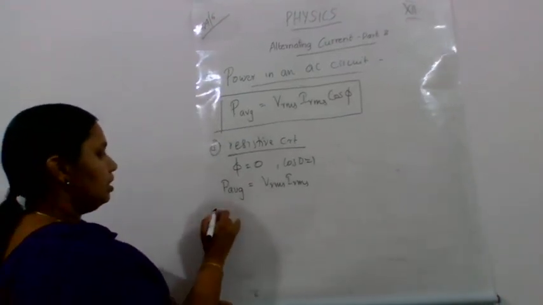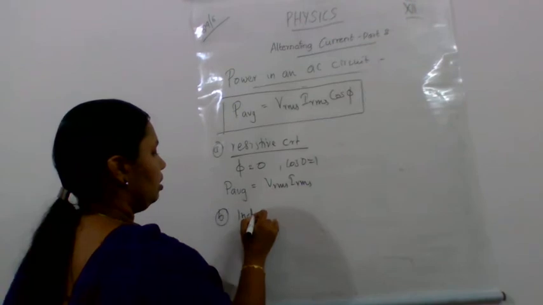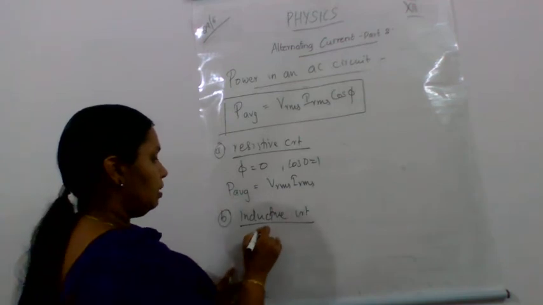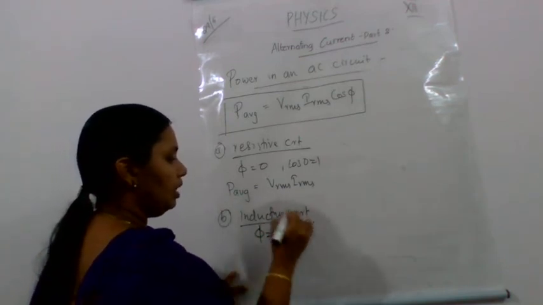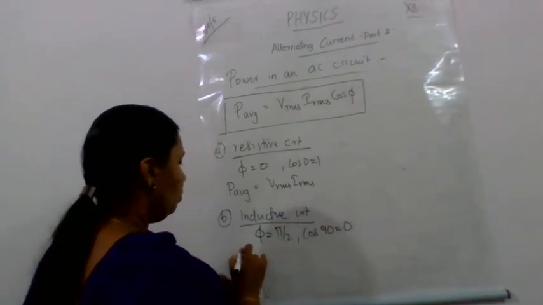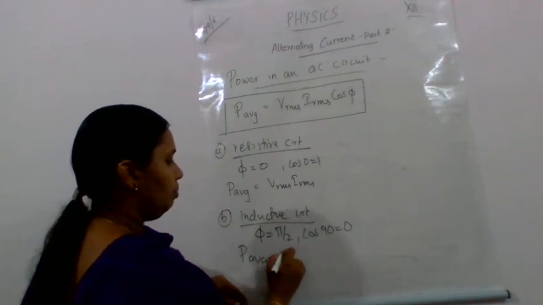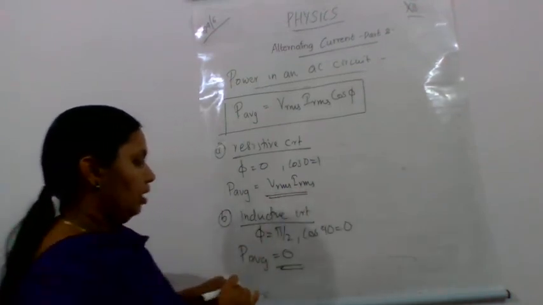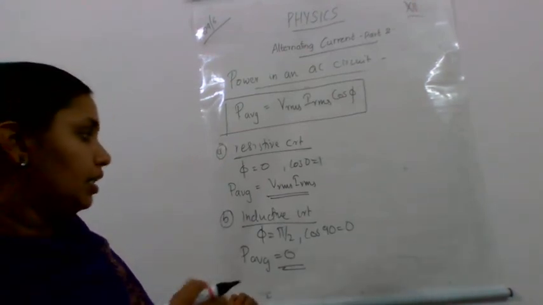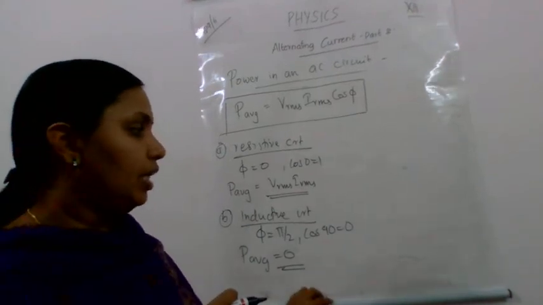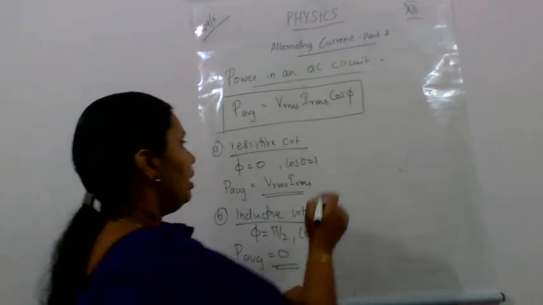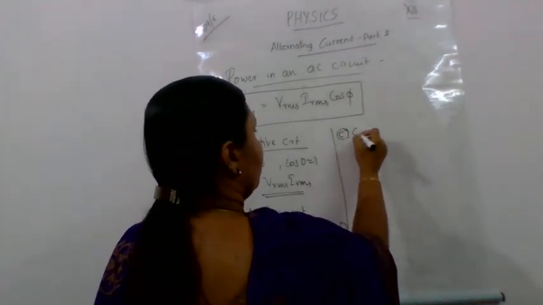Then what will be the second one? The second one is the purely inductive circuit. In an inductive circuit, the phase difference between voltage and current is pi by 2. So what is cos pi by 2? Cos 90 is equal to 0. So in the equation, we are getting the power consumption as 0. So in an inductive circuit, the average power becomes 0. When AC passes through a purely inductive circuit, the power consumption in that circuit is 0.